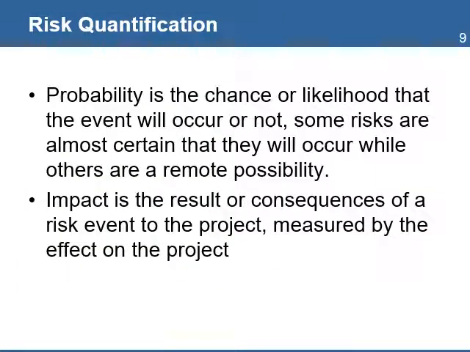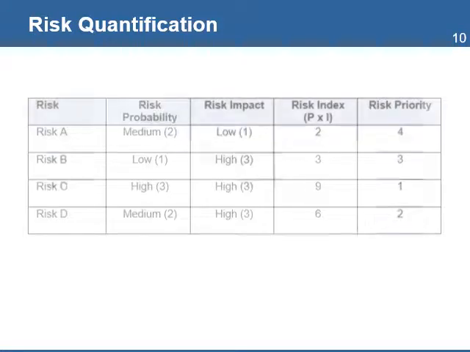The next step is risk quantification. You and your team will analyze each risk and determine their probability of occurrence and their impact to the project. Probability is the chance or likelihood that the event will occur or not. Some risks are almost certain that they will occur, while others have a remote possibility. Impact is the result or consequences of a risk event to the project, measured by the effect on the project.